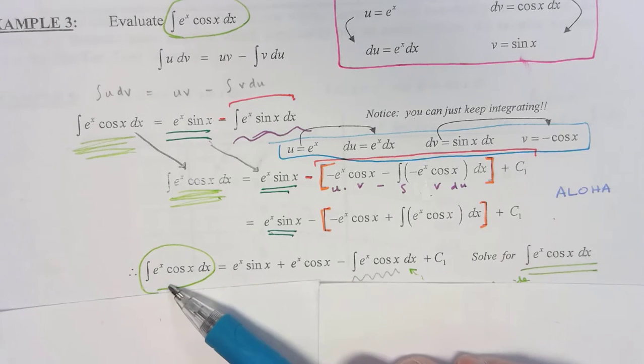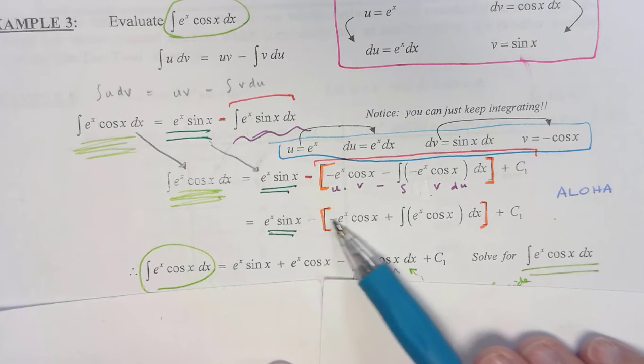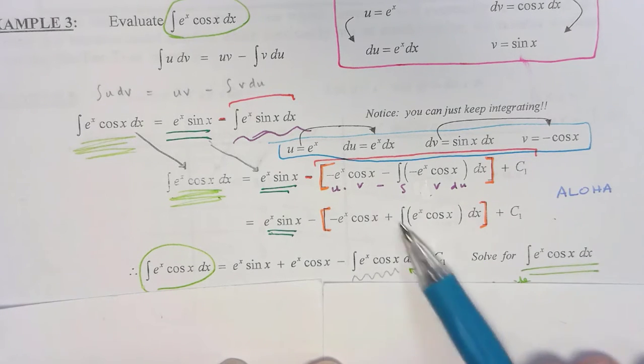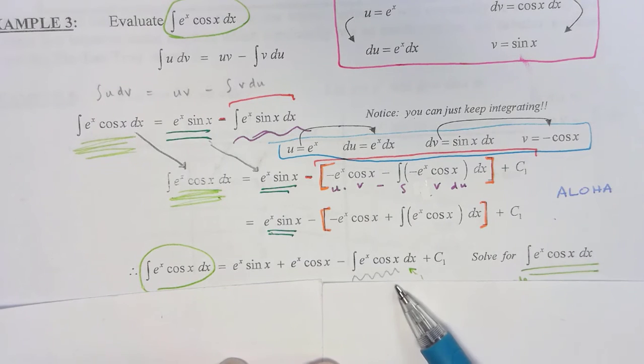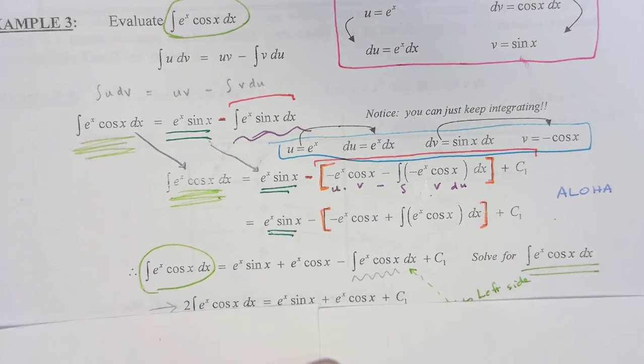What we know is the integral of e to the x cosine x dx is e to the x times sine x plus e to the x times cosine x minus this integral that we started out with. Well, we already know what this is going to become, and we know if we keep doing this process, we're just going to keep going forever and ever. So there's got to be another way, and there is.